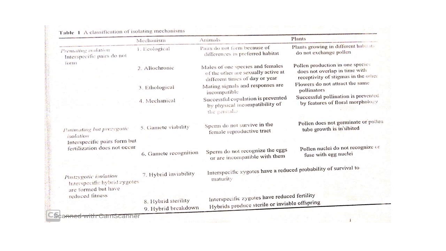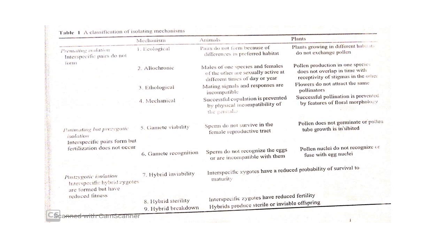Then there is post-zygotic isolation, in which there is hybrid inviability: interspecific zygotes have a reduced probability of survival to maturity. Hybrid sterility: interspecific zygotes have reduced fertility. Hybrid breakdown: hybrids produce sterile or inviable offsprings.